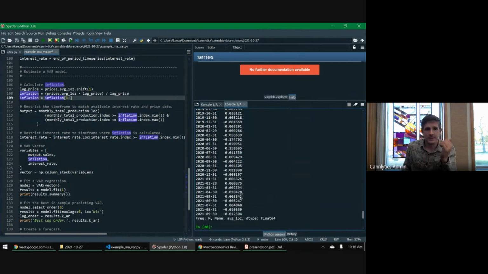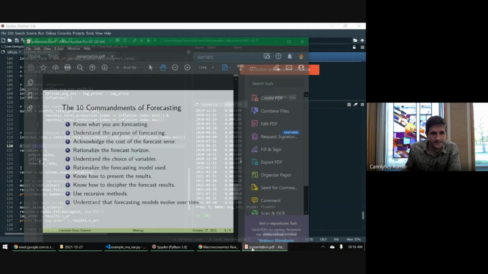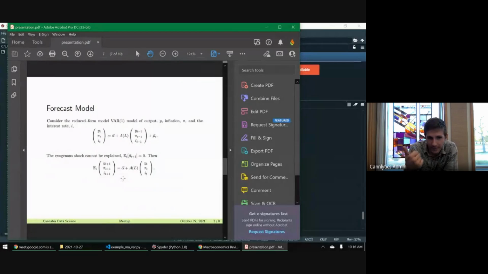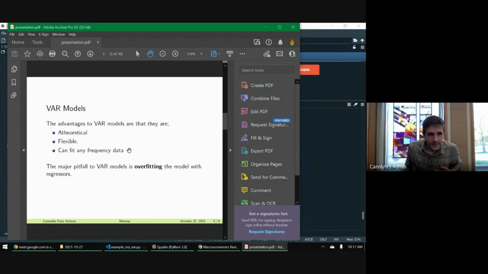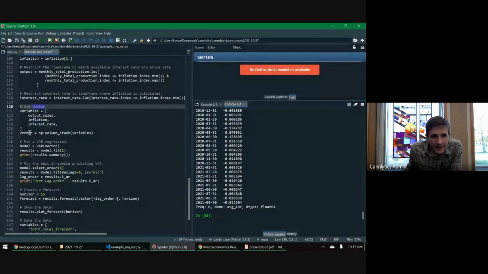Now we're going to estimate the system of equations. We've got output, inflation, and the interest rate, and we need to estimate these simultaneously. You can simply do this through ordinary least squares. This is why we wrote our model in matrix form. So we're just going to estimate our model through ordinary least squares.